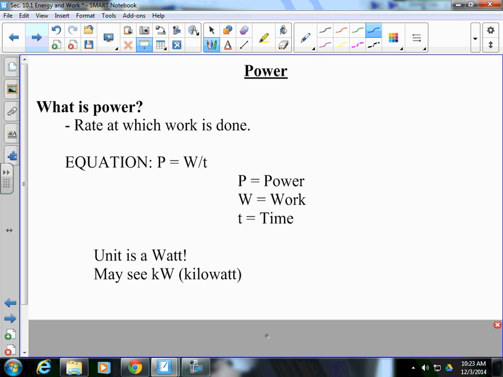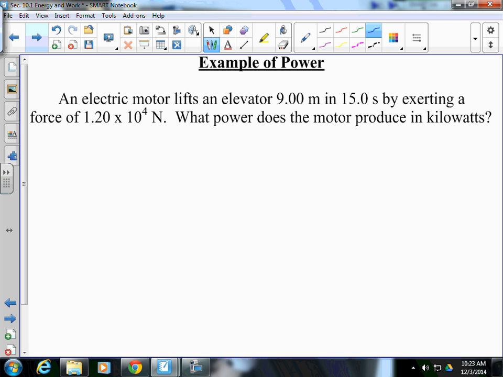If we go through units, we know the unit for work is joules. We know the unit for time is seconds. Our unit for power is watts. And sometimes you'll often see a kilowatt, which is simply 1,000 watts. So if we take this equation and tie in everything that we've done, here is an example for 10.1. An electric motor lifts an elevator 9.00 meters in 15.0 seconds by exerting a force of 1.20 times 10 to the 4th newtons. What power does the motor produce in kilowatts?